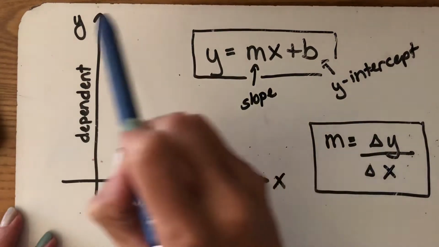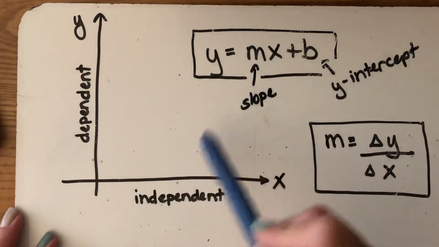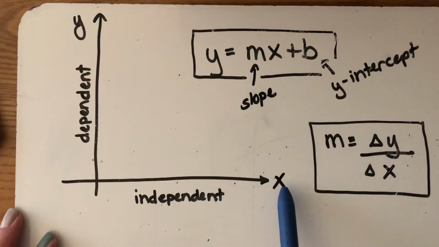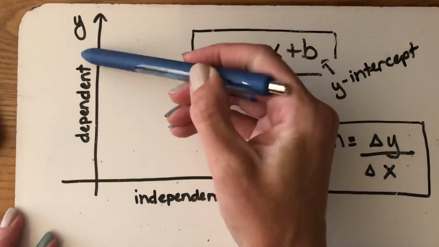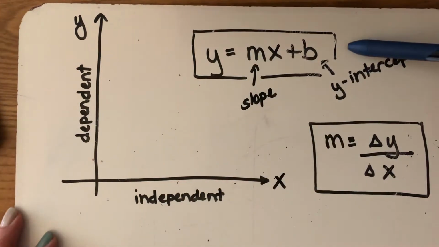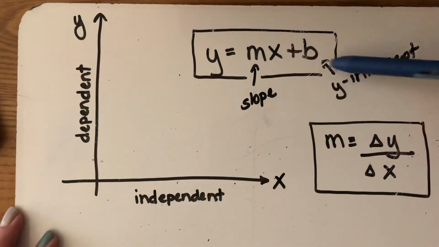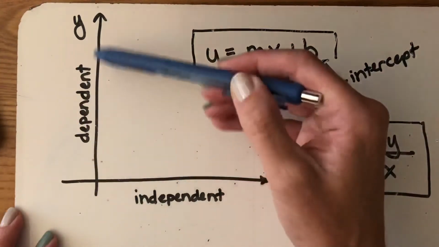When we have a graph, in this particular case, because we're dealing with real world problems, we're really only going to be dealing with quadrant 1, which is why I drew that. We have our x-axis and our y-axis, and we need to remember that our x-axis is dealing with the independent variable, and the y-axis is dealing with the dependent variable. We are going to be graphing lines in the form y equals mx plus b, where m is our slope, b is our y-intercept, which means where our line crosses the y-axis.